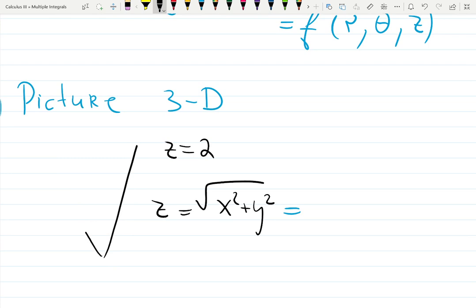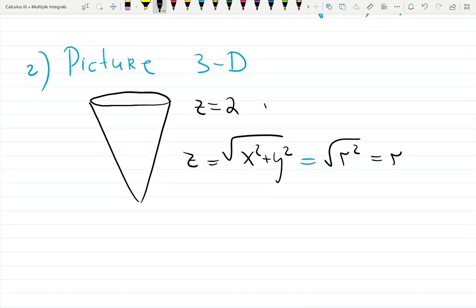How would you convert x squared plus y squared? Square root of r squared, which is r. And we just told you z equals r is a cone. So how do we convert z equals 2? Do we have to? Nope, because in these coordinates, z is just exactly what we need. In spherical, we'll be converting z as well.